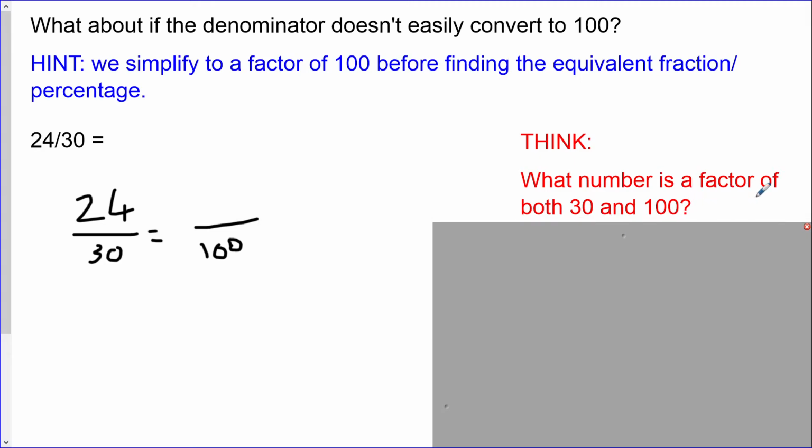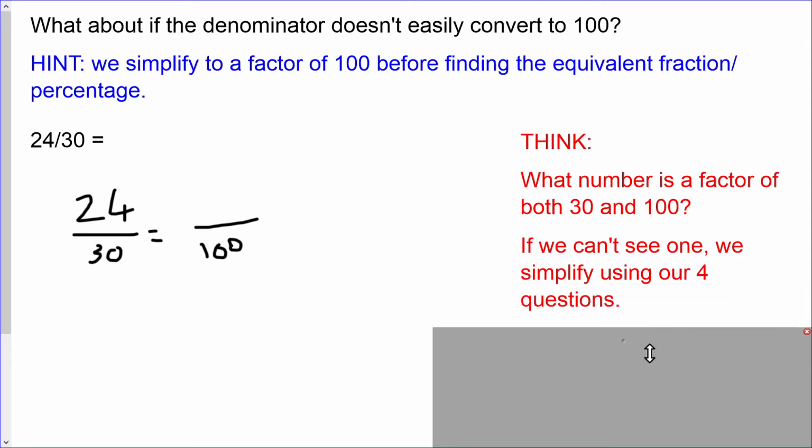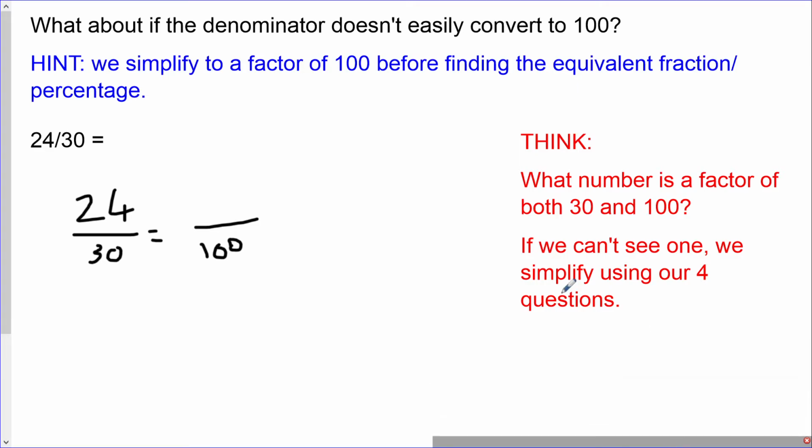Okay, so let's have a look at this, and I've put some tips down the side here. So think, what number is a factor of both 30 and 100? If we can't see a factor of 30 and 100, we can just simplify using our 4 questions. We reminded ourselves of those 4 questions last week. I will go through them again now. So the first question, do they both go into the 10 times table? The second question, do they both go into the 5 times table? The third question, do they go into the 2 times table? And the fourth and final question, do they go into any other times table?